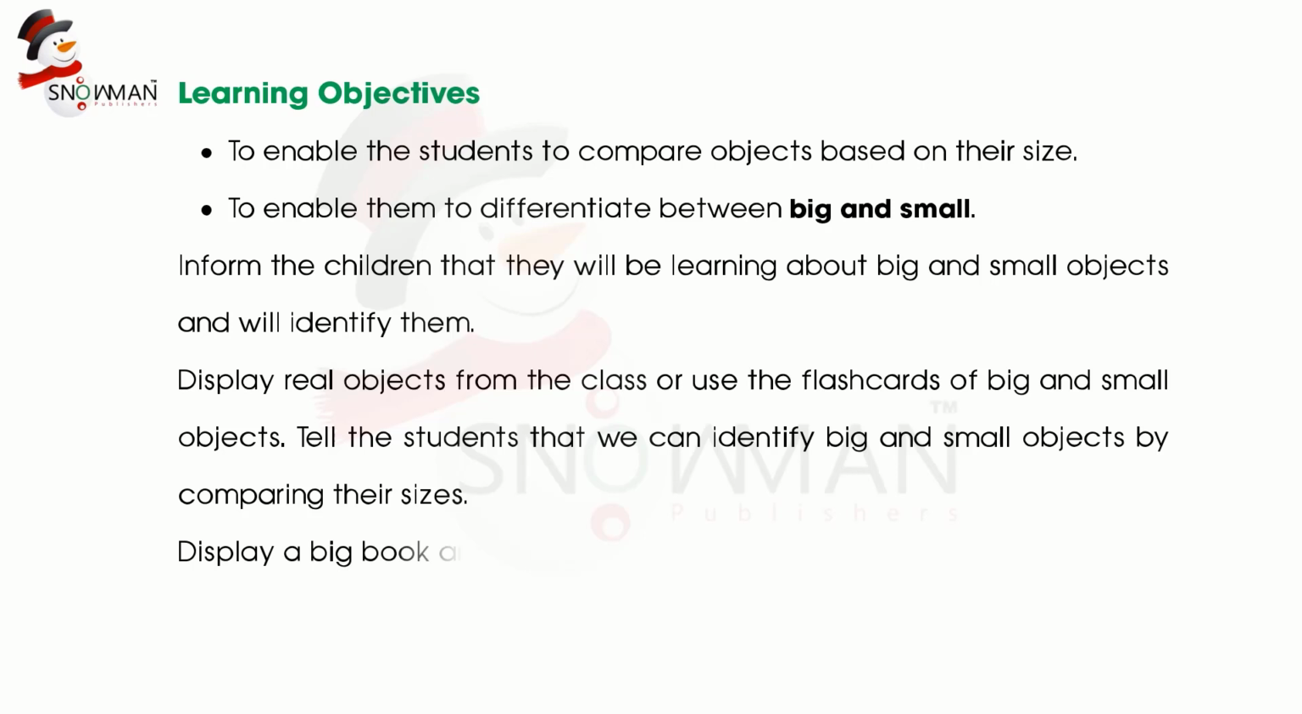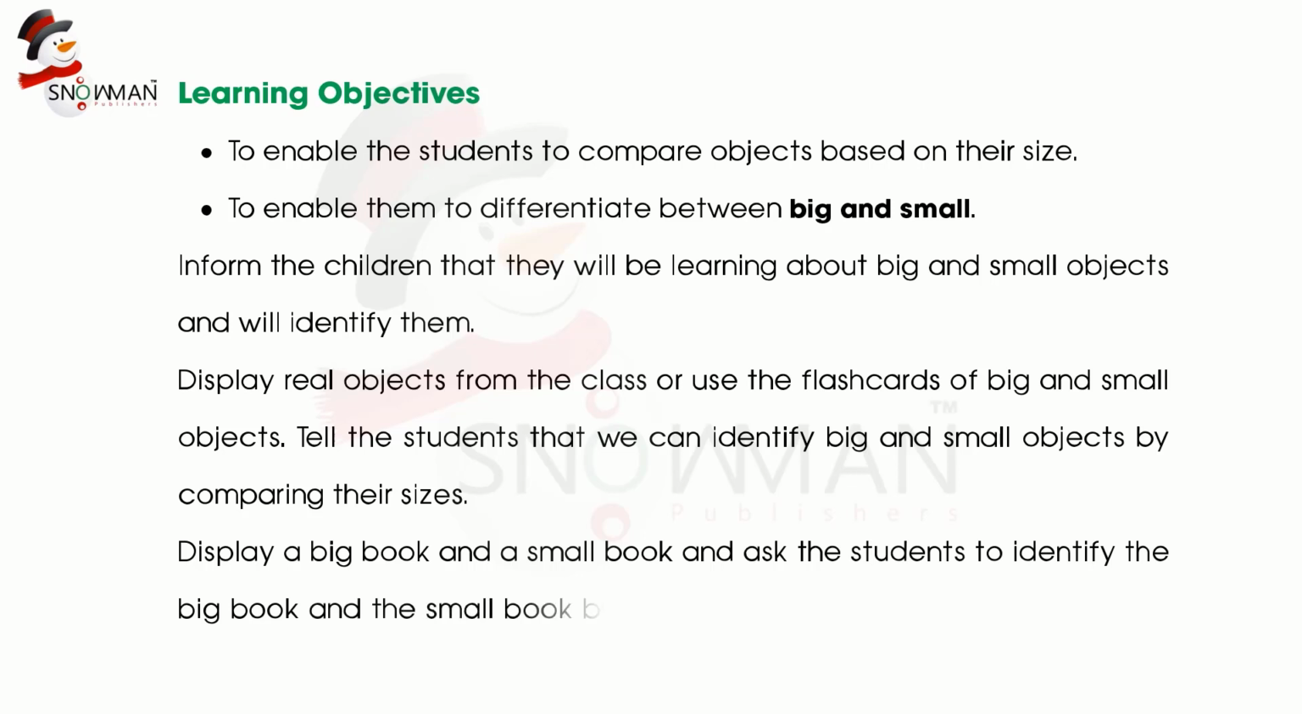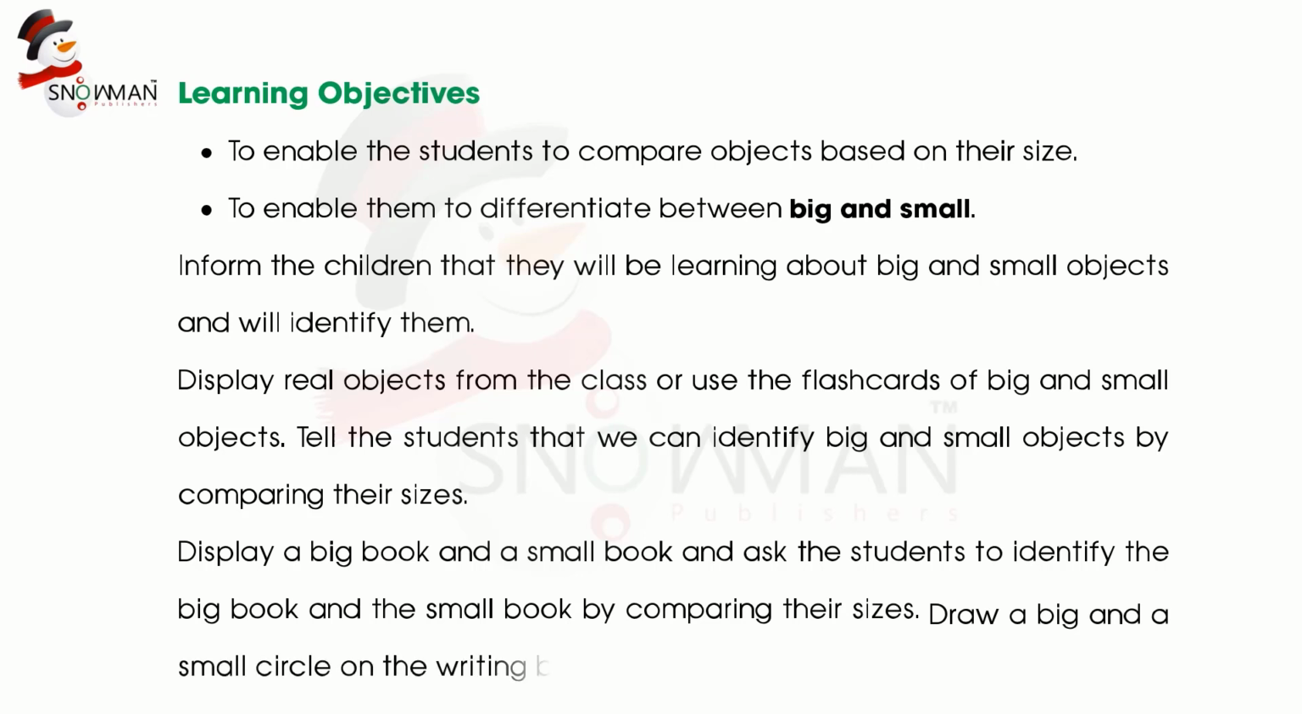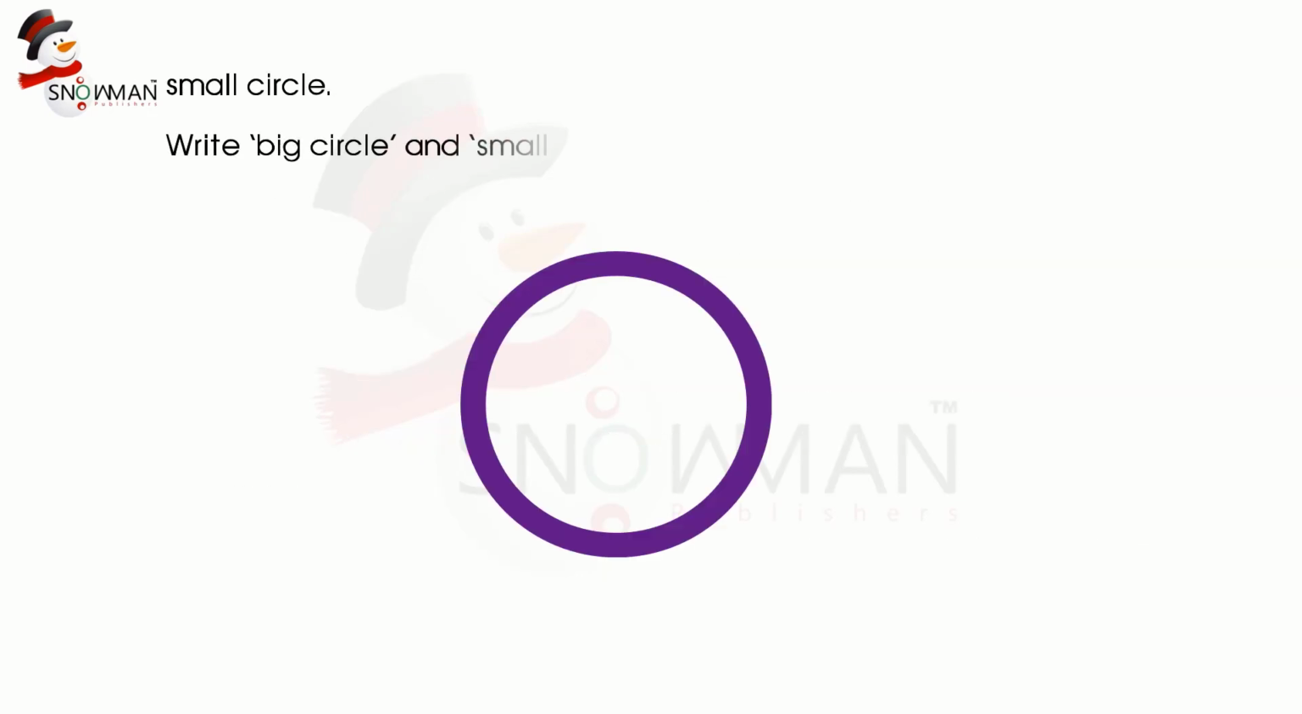Display a big book and a small book and ask the students to identify the big book and the small book by comparing their sizes. Draw a big and a small circle on the writing board. Ask the children to identify the big and small circle. Write big circle and small circle under the circles respectively.